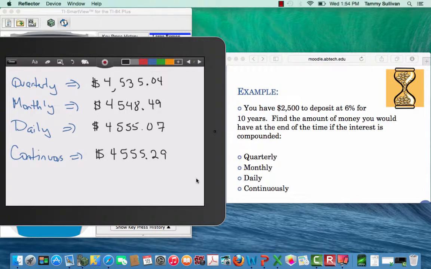So to sum it up, there's what it was in the bank for 10 years, compounded quarterly, monthly, daily, and continuously. You can see that there's not a whole lot of difference. It increases slightly, and there's not much difference between the daily and the continuous, and that's an example of using those values there. So I'm going to stop this part of the video, and we'll pick it up in the next one.